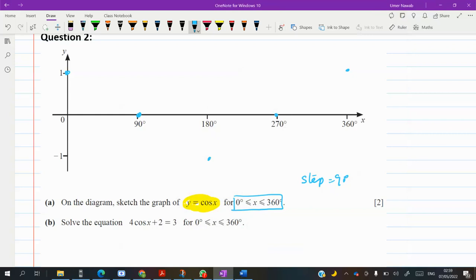So sine and cosine graphs are wavy, like curves. So like this, and then you draw it like this. So this is a cosine graph.